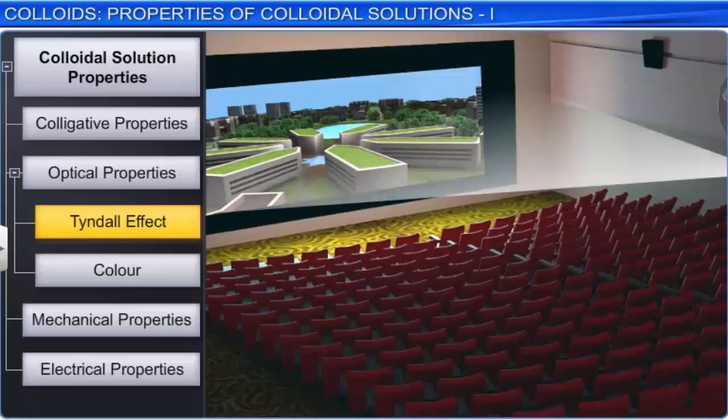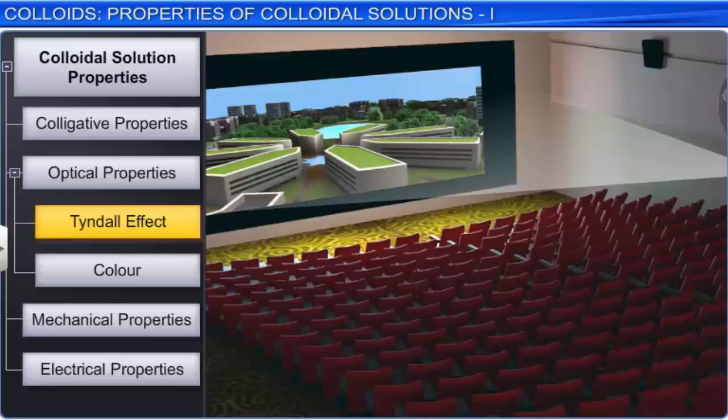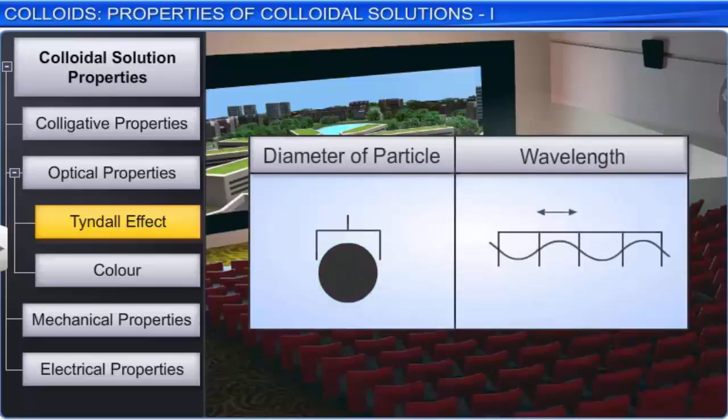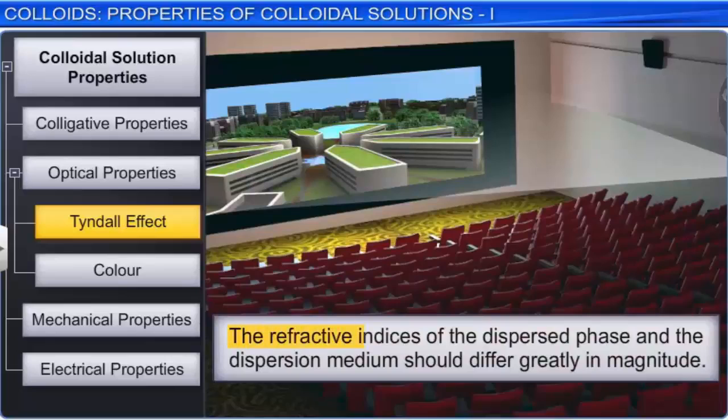The Tyndall effect is observed only when two conditions are satisfied. First, the diameter of the particles of the dispersed phase should not be too small than the wavelength of the light used. This implies that this effect is observed when the dimensions of the colloidal particles are comparable to the wavelength of the visible light used. Secondly, the refractive indices of the dispersed phase and the dispersion medium should differ greatly in magnitude.